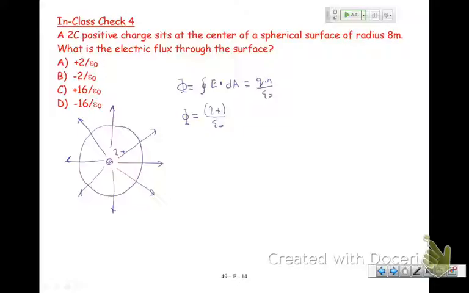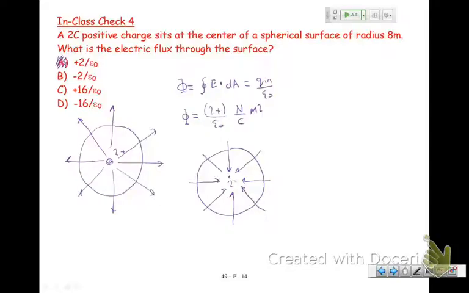When I write down a symbol, people tend to forget their units. It's newtons per coulomb times a meter squared. Oh, I didn't put down my units down here. Shame on me. It's going to be plus because it's a positive charge. If this was minus 2, then all my arrows would come in. Yeah? All my arrows would come in, and my flux would equal minus 2 over epsilon naught newtons per coulomb meter squared.